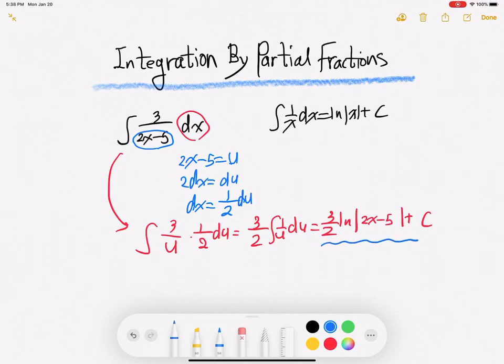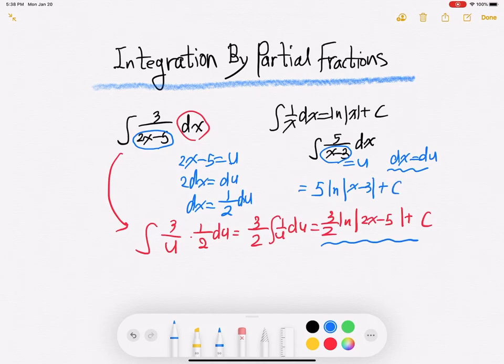But if it is the integral of 5 over x minus 3 dx, something like this, you can make that denominator part u as well. But in this case, dx is equal to du, because the derivative of u is just 1. So 1 dx equals 1 du. In this case, you can directly take out 5, you don't have to use u substitution, and directly find that ln absolute value of x minus 3 plus c. Because dx equals du, you don't have to use u substitution, right?